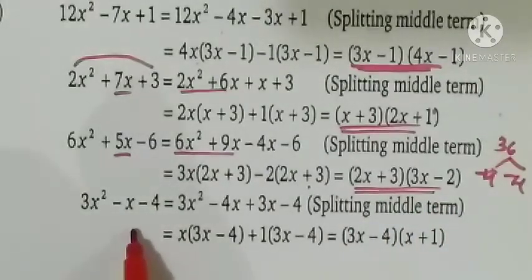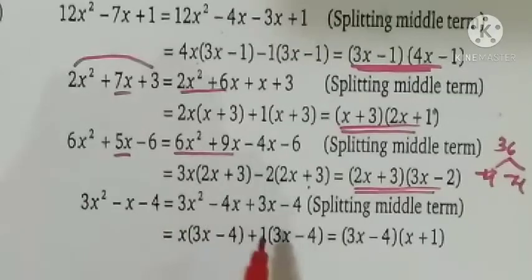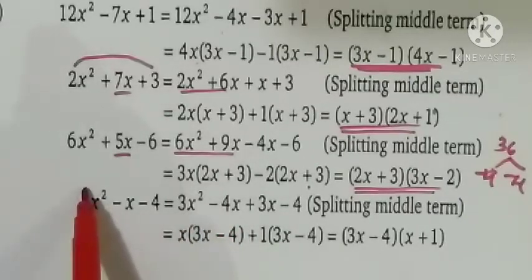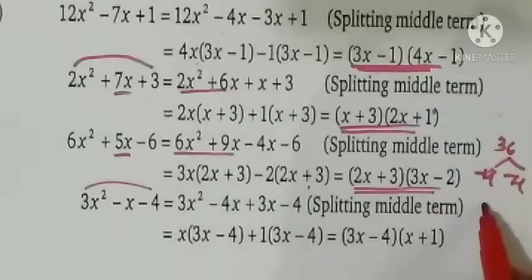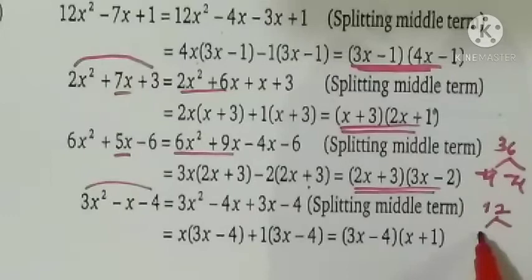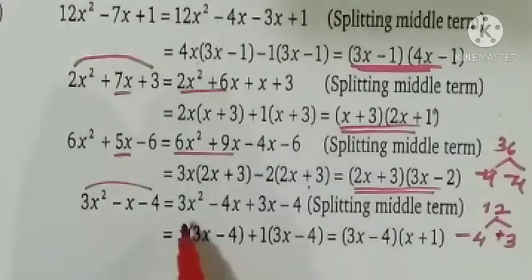One more question. 3x square minus x minus 4. So what is the sum and product here? Product is 3 and 4, 12. So 12 factors where we are getting the sum as 1. So naturally it is 4 and 3 only. So what is the next step? For the middle term sum we will give the greater number the minus sign, so minus 4 and this is plus. So we are getting here 3x square minus 4x plus 3x minus 4.